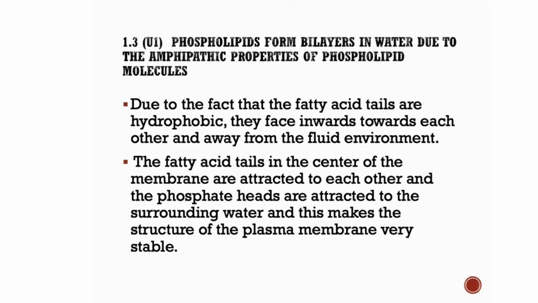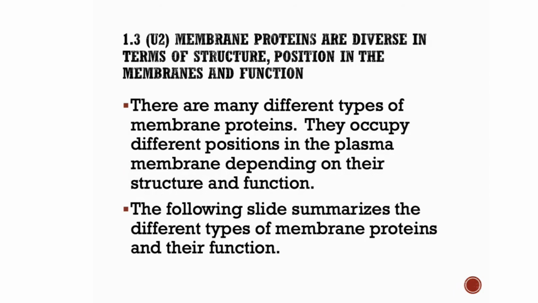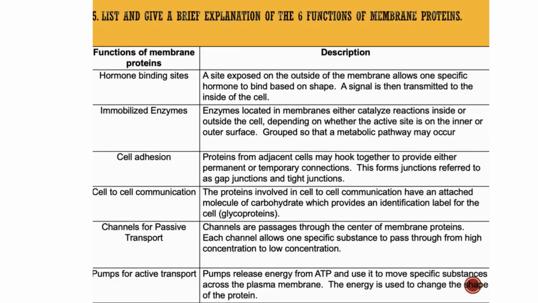And remember that the hydrocarbon tails are attracted to each other because of their hydrophobic nature, but the phosphate heads are hydrophilic and much more attracted to water. The fatty acid tails in the center of the membrane are attracted to each other, and the phosphate heads are attracted to the surrounding water, as I said. There are many different types of membrane proteins, and they occupy different positions in the plasma membrane depending on their structure and functions. So let's get to know them.